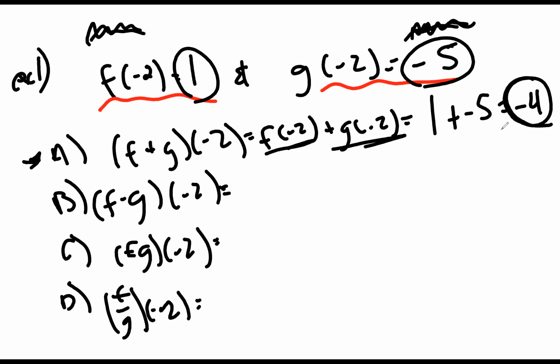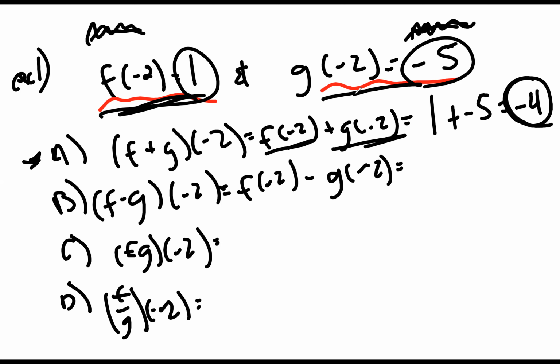All right, so let's take a look at letter B. The same idea here, except in this particular problem, I'm subtracting. So this is just f of -2 minus g of -2. Again, I have my f of -2 and my g of -2, so this is going to be 1 minus -5. What happens when I minus a negative? It turns into a plus, a positive. So 1 plus 5 is 6. Done.